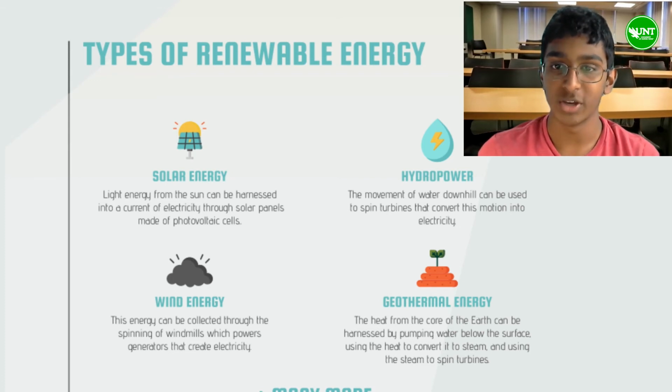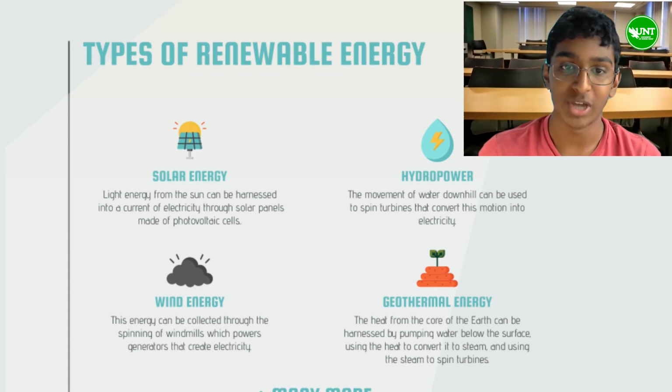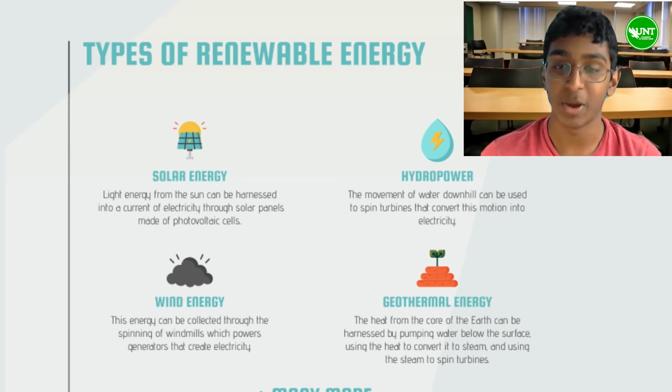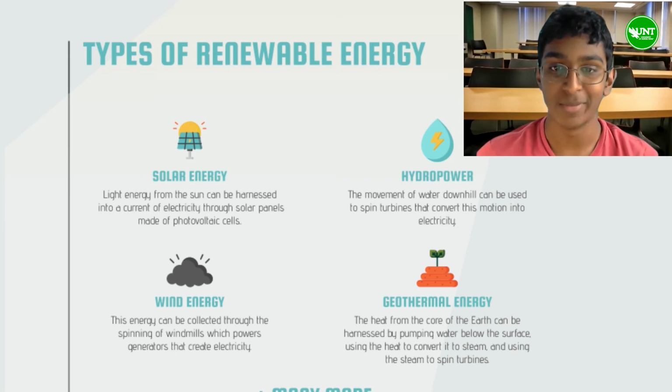Long, long ago, when the Earth was created, lots of heat was trapped deep inside its core. By pushing water deep below the surface of the Earth, we can create steam using the Earth's heat, and the steam can be used to power a generator and create electricity. The best part about all of these energy sources is that they will never run out, unlike the limited fossil fuels, so we can keep using them as our society needs more and more energy to power all of its things.